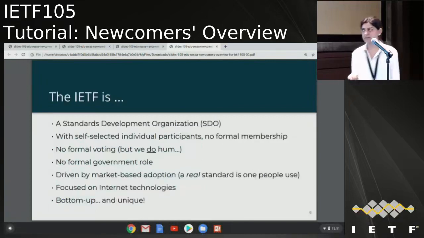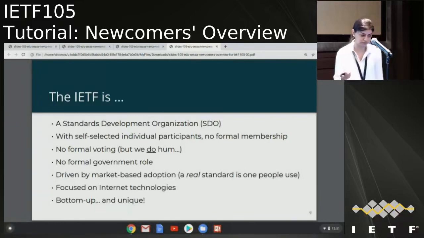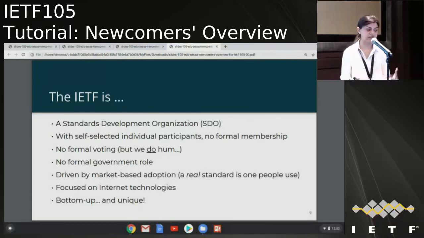So IETF is a standards development organization. There are several other SDOs, but IETF is different from these SDOs in a lot of aspects. So IETF is basically a voluntary-based organization. It's a self-selected individual participation. There is no formal membership, unlike other SDOs. Anybody can come willingly and join, and anybody can go whenever they wish to.